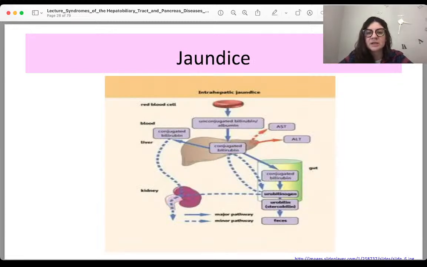Here you see the mechanism of intrahepatic jaundice, and here you see that the problem is on the level of the liver. It is hepatitis or cirrhosis or other problems with the liver that lead to abnormal conjugation and abnormal excretion of bilirubin from there, and it leads to accumulation of bilirubin, most of all conjugated bilirubin, that can be converted to urobilinogen and urobilin and excreted with feces.